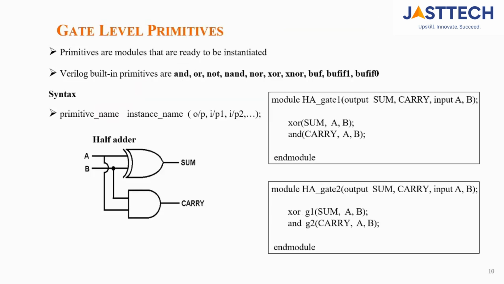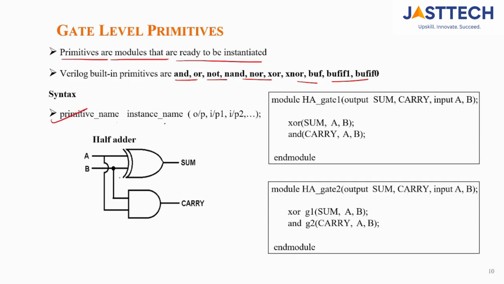Gate level modeling means you are using gate level primitives, ready to be instantiated. So what are the gate level primitives? AND, OR, NOT, NAND, NOR, XNOR, buf1, buf0. These are the gate level primitives. This is the syntax: primitive name, instance name, output, input 1, input 2.